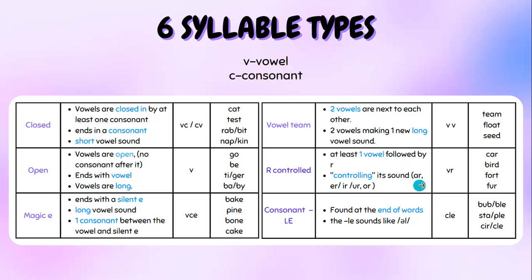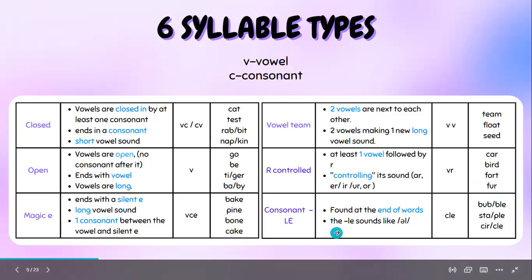So if we have A followed by R, it's going to make the sound "ar." For ER or IR or UR, it's going to make the sound "er." And for OR, it's going to make the sound "or." For example, in the word bird, because it's an IR, it makes the sound I told you before. Similarly, in the word fur, the UR produces the "er" sound, so we pronounce the word as fur. And in the word fort, there is an OR, so we pronounce the word as fort.